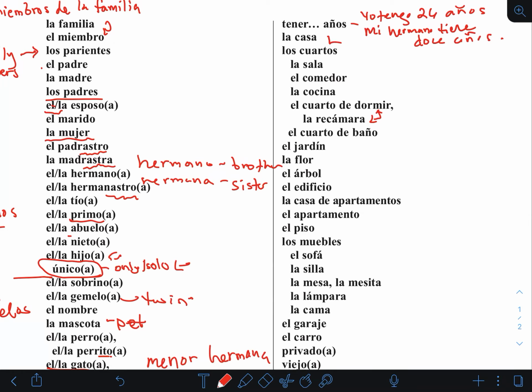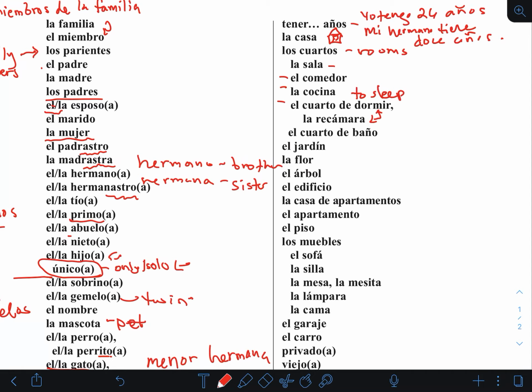La casa, you guys know this, the house. Okay, build yourself a little house. Los cuartos, rooms. So now we're going to go through the list of rooms. La sala would be living room. El comedor is dining room. La cocina, the kitchen. El cuarto de dormir. So dormir literally means to sleep. So what do you think? The room to sleep, right?